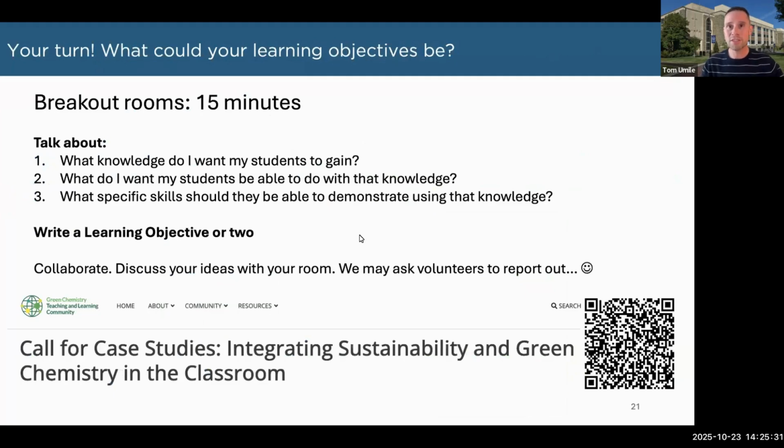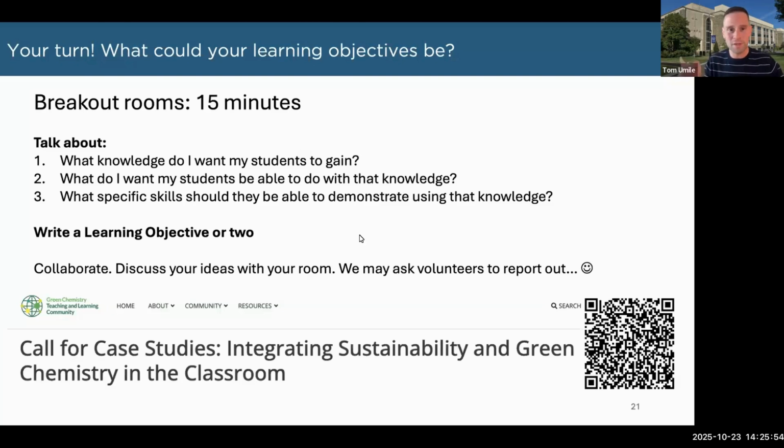I think we should return to our breakout rooms. We could resume our discussions and talk amongst ourselves, talk with our colleagues about some of those examples we talked about. What specifically might we want our students to learn from that lesson if we chose one of those topics as a case study? What do we want our students to do with that knowledge, and how might they demonstrate to us that they're proficient in it?